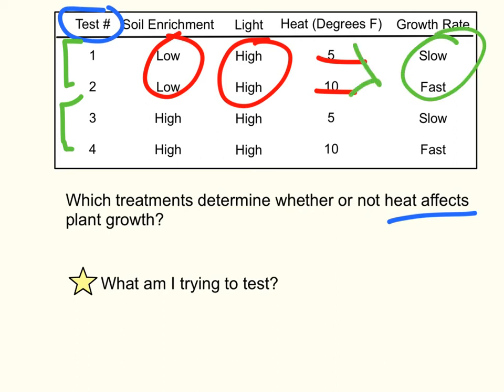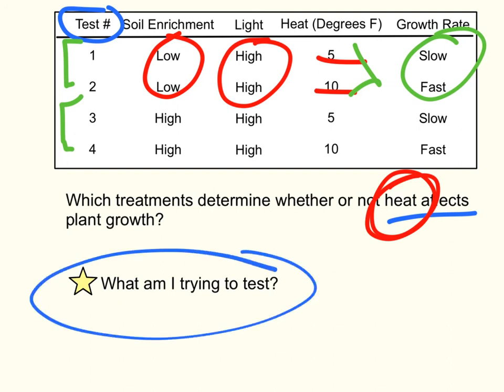Now, any results we see are due only to the change in heat and not any of the other variables. In contrast, if we changed some other variable like soil enrichment or light and kept heat constant, we would be testing a variable that was completely different than the one we were asked to test. So from now on, when designing experiments or interpreting results, remember to ask yourself, what am I trying to test?